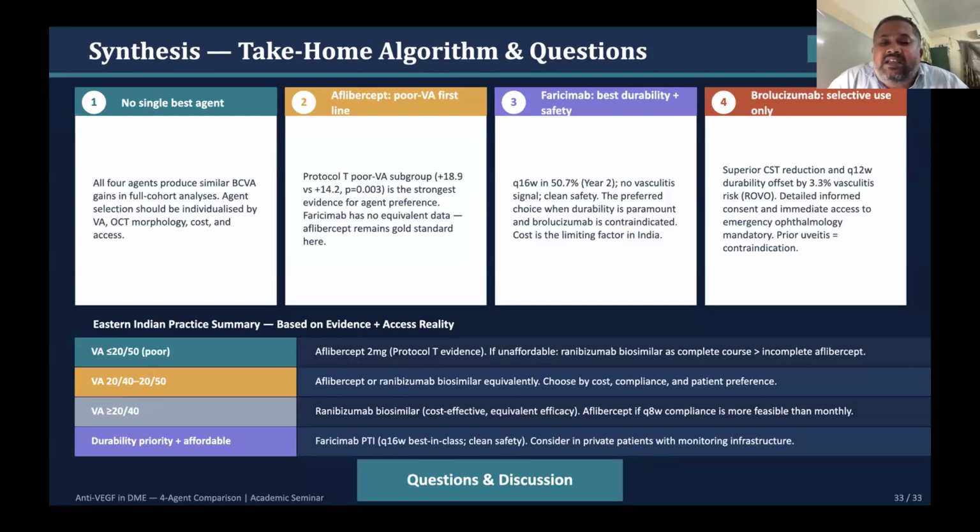Faricimab is best for durability and safety. We can achieve Q16 in 50% of patients or more by year 2. No vasculitis signal. Clean and safe. The preferred choice when durability is paramount and brolucizumab is contraindicated, and cost is the limiting factor in India, of course. Brolucizumab for selective use, it has superior CST reduction. We can achieve Q12 dosing. This durability is offset by the 3.3% vasculitis incidence and a high incidence of IOI otherwise, and retinal venous occlusion. So detailed informed consent and immediate access to emergency ophthalmology is mandatory, and prior uveitis is obviously a contraindication.